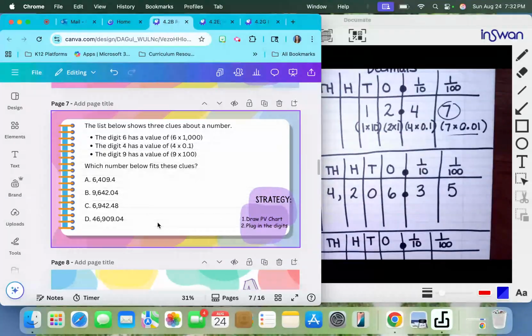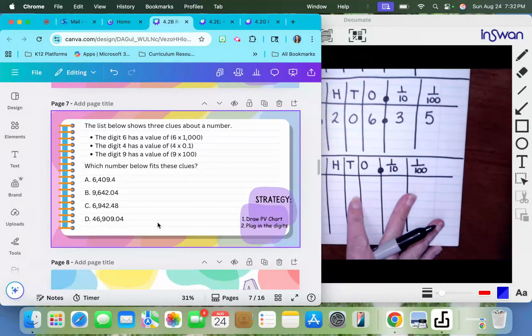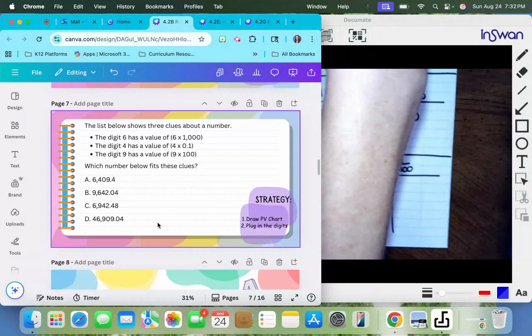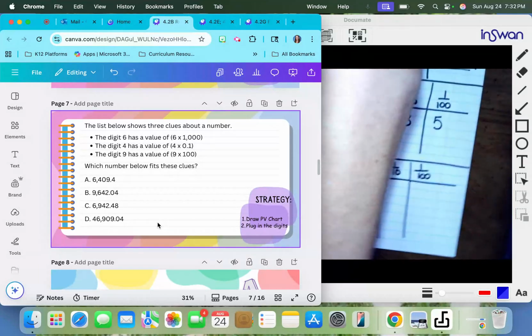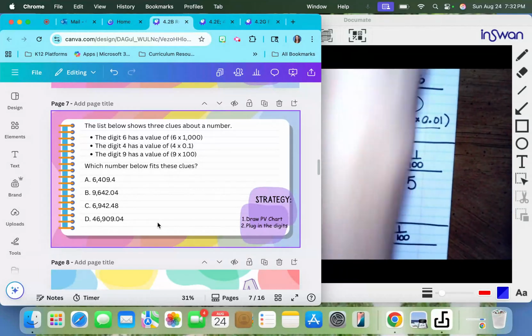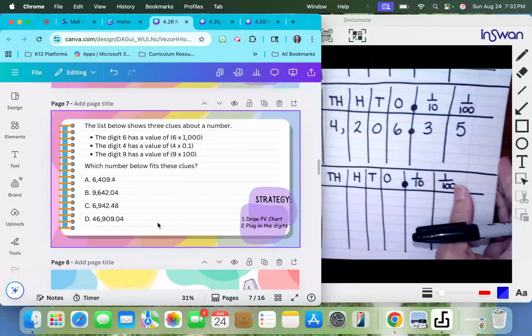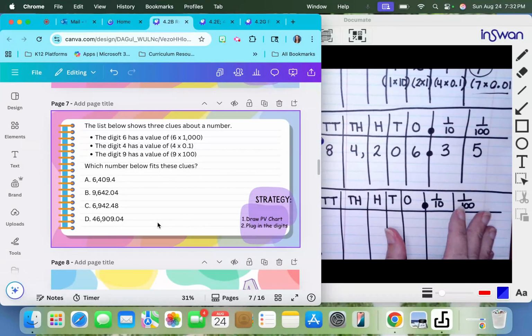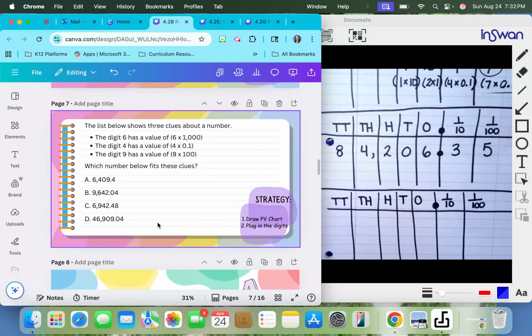Let me see. Maybe I can put him on top. Hold on. Sorry. I want y'all to be able to see the bottom of my place value chart. Having to readjust things here. There. Now we can see the bottom one.